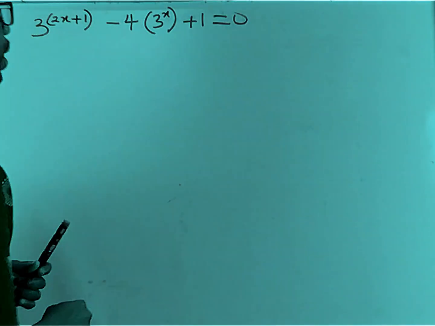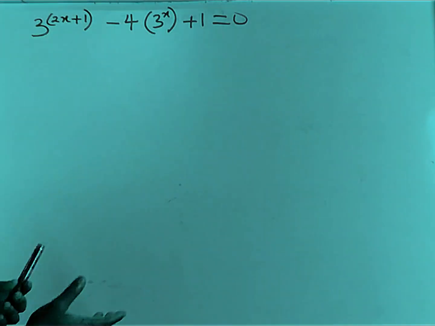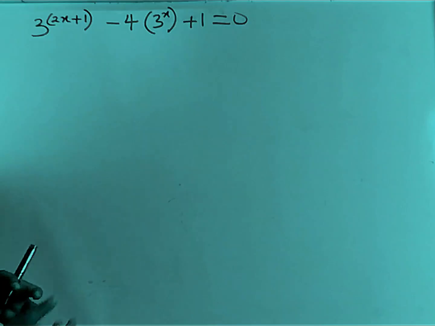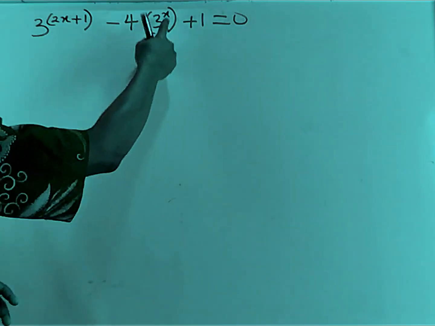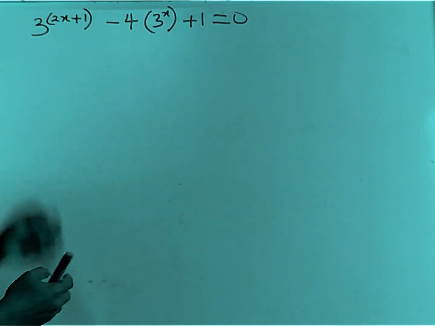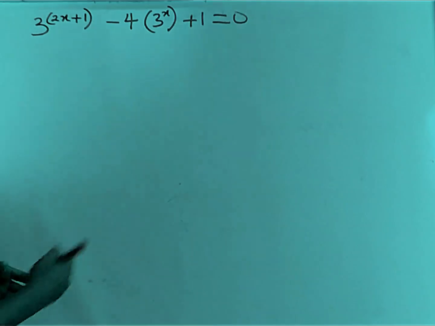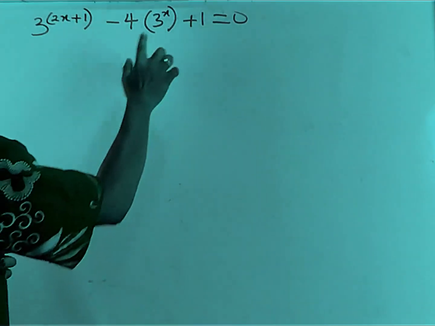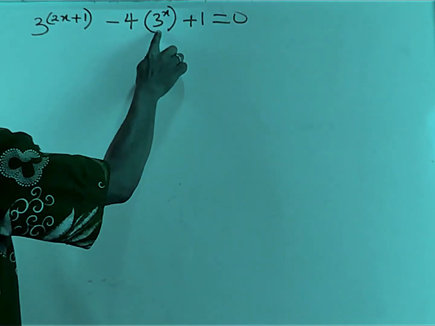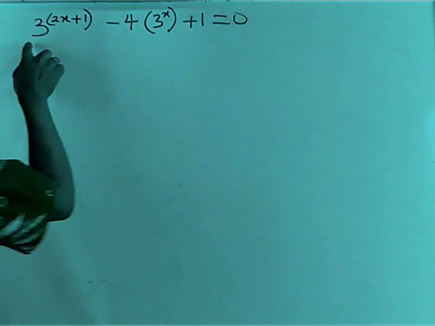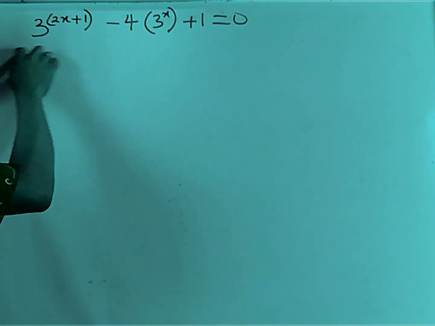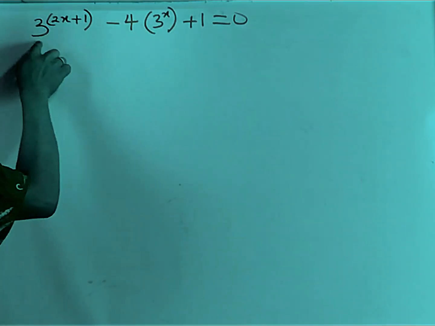Alright, today we're going to be dealing with an exponential equation: how to solve an equation that has the power as the unknown. When you have this kind of equation, what do you do? Now, you look at this part, we have 3 raised to the power x. If you look at this part, you can derive your 3 raised to the power x from this.